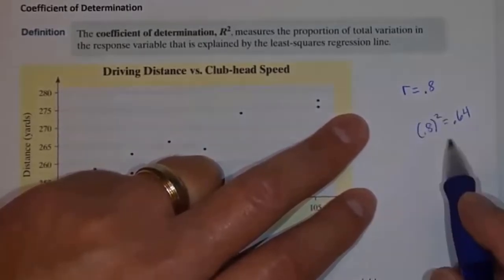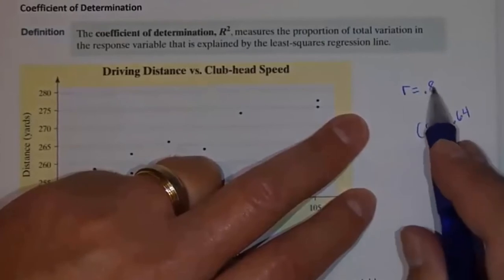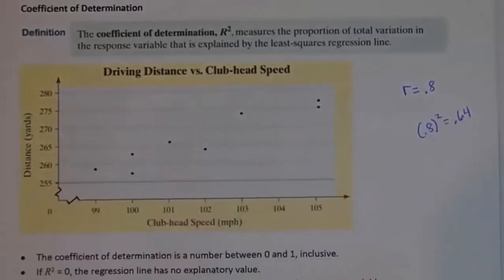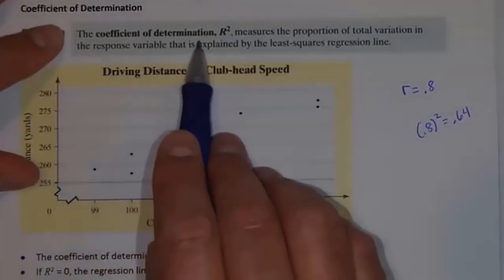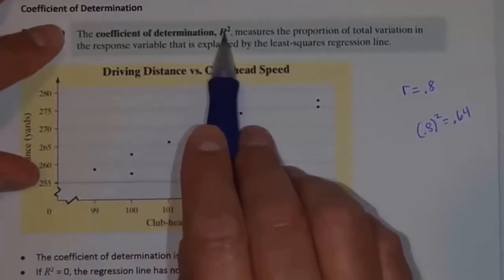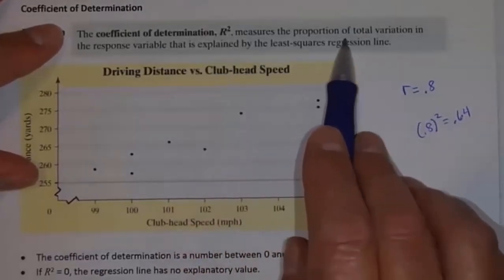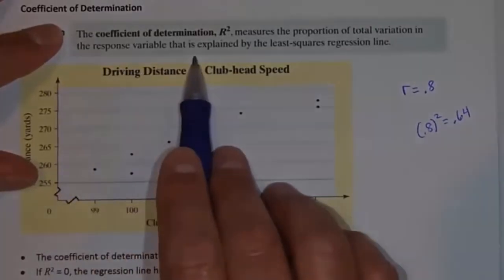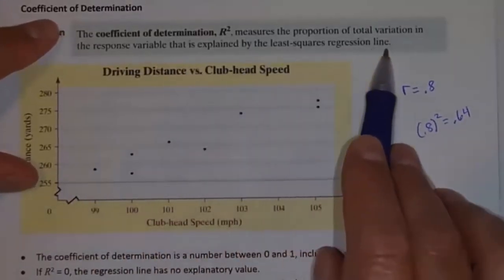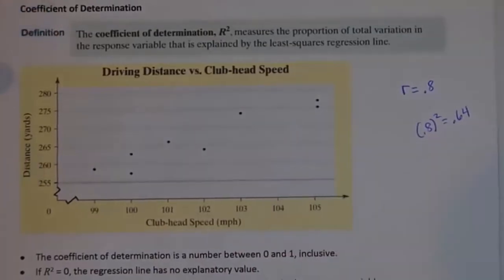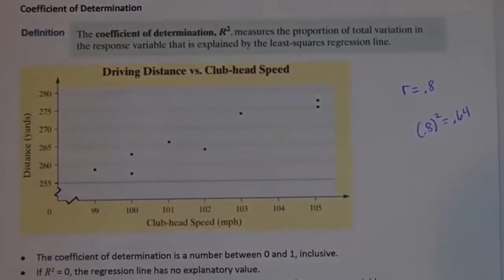So if R equals 0.8, the coefficient of determination is just the square of that. So that's easy. The coefficient of determination is going to be denoted by R squared. This is an uppercase R. It measures the proportion of total variation in the response variable that is explained by the least squares regression line. So what the coefficient of determination tells me is what proportion of the variation in the Y variable, the response variable, can be explained by the regression line.